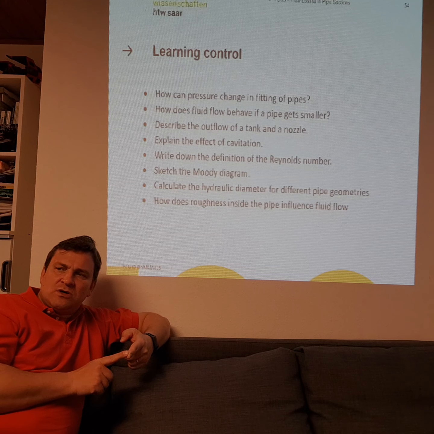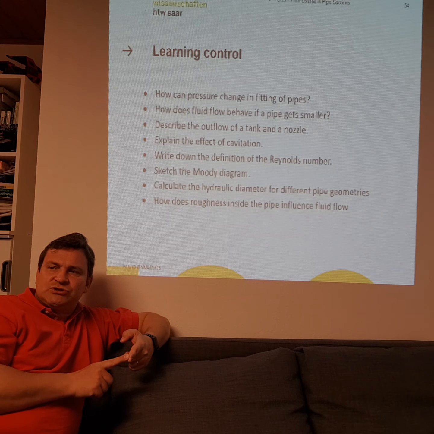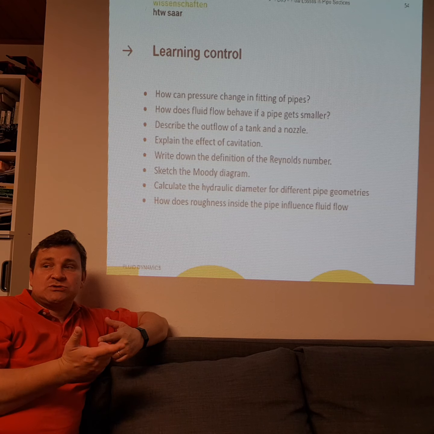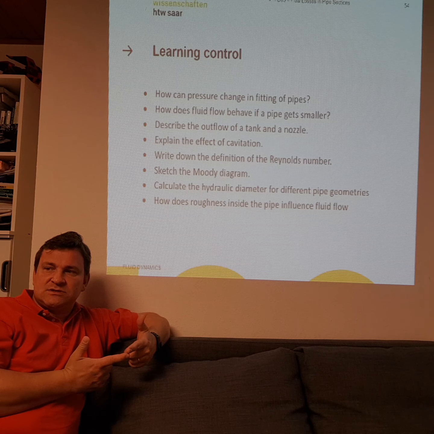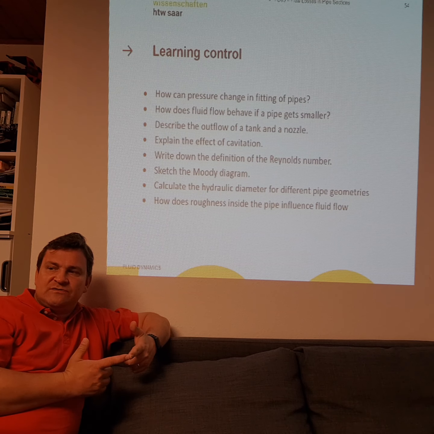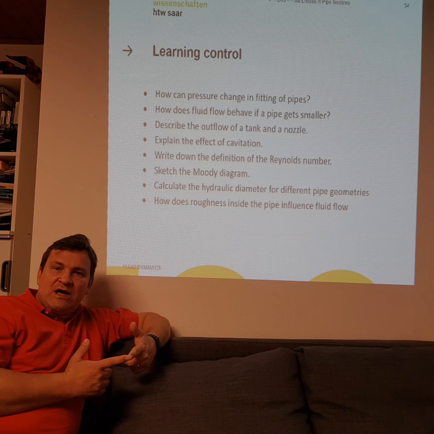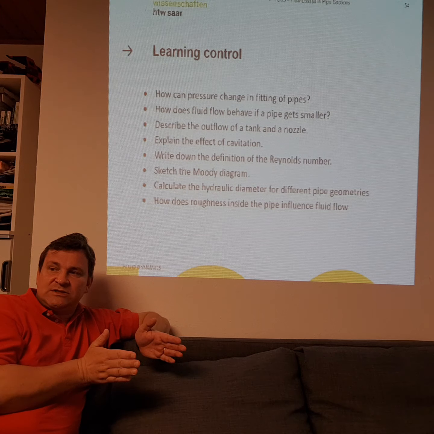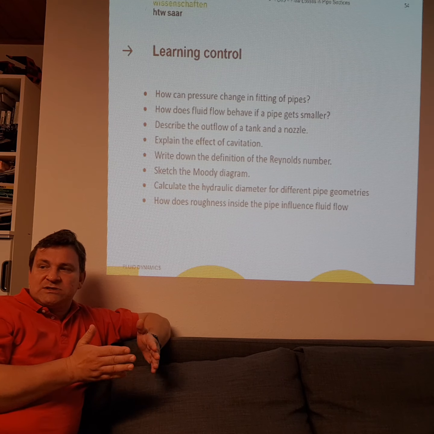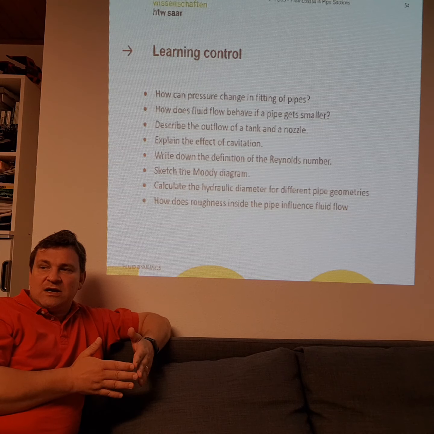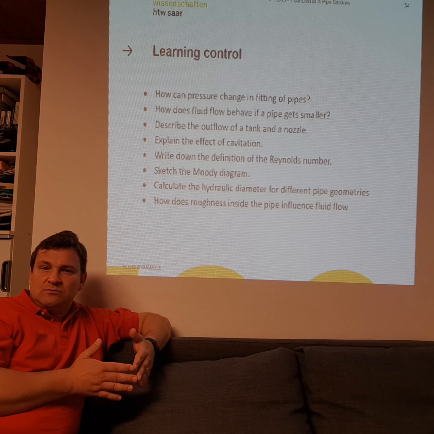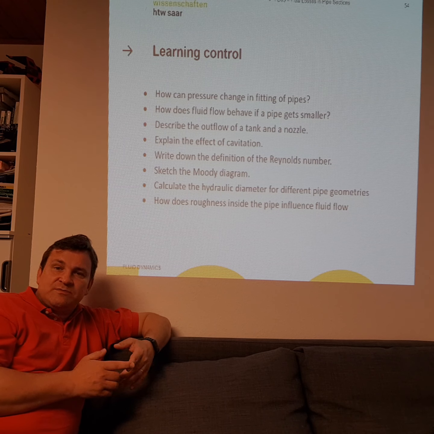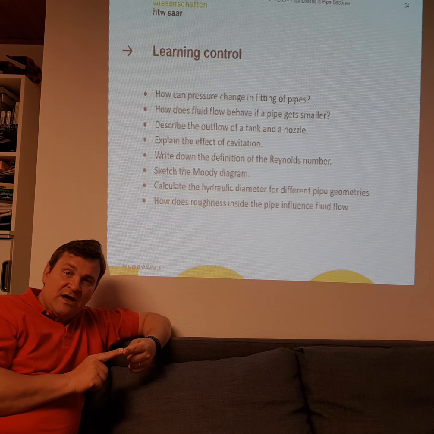So let's have a look. How can pressure change in fittings or armatures of a pipe? You get high pressures or low pressures because of the fittings. How does fluid flow behave if a pipe gets smaller? What changes if you get smaller diameters? And you can describe the outflow of the tank and the nozzle. You must be able to calculate the pipe system. You must be able to explain the effect of cavitation.